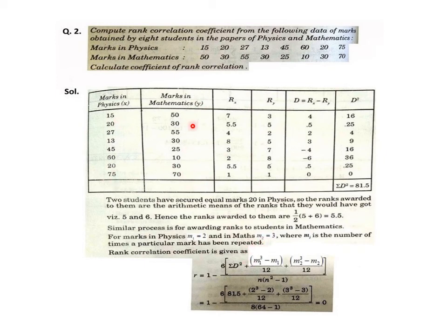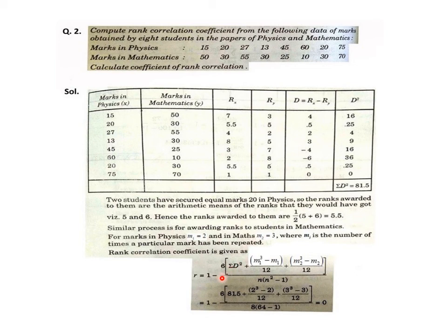So there may be a few more repetitions in X and Y. You can call them M3, M4, and the numbers of repetitions are the values of M1, M2, M3, etc. So here M1 is 2 and M2 is 3. M1 equals 2 for the repetition of 20 two times there, and M2 equals 3 for the repetition of 30 three times there, where Mi is the number of times a particular mark has been repeated. So we have 2 new constants which we have to include in the formula: M1 equals 2 and M2 equals 3.